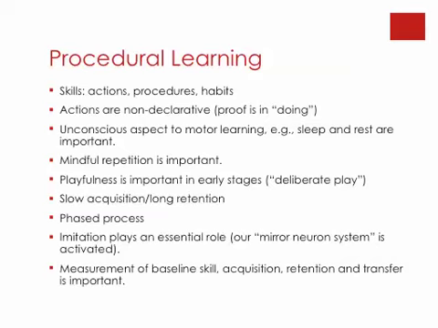Imitation plays an essential role in procedural learning. Our mirror neuron system is activated. We need models. And it's very important to measure baseline skill, and skill after acquisition has occurred. It's one thing to learn it after a 5-minute practice session, but if it's learned well, mindfully, it's more likely to be retained and then transferred. So we need to be able to do that with procedural learning. The new taxonomy does give us a way of classifying this behavior, I believe.